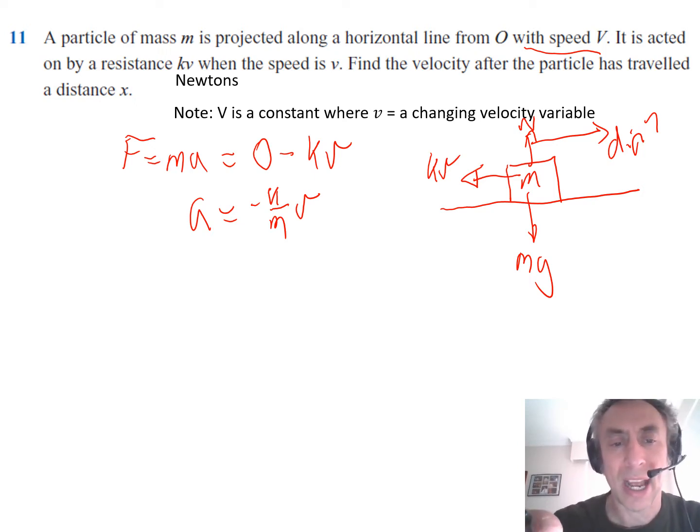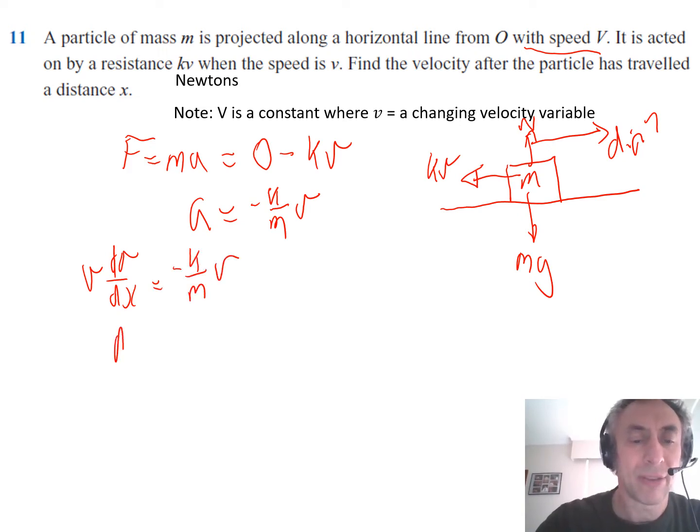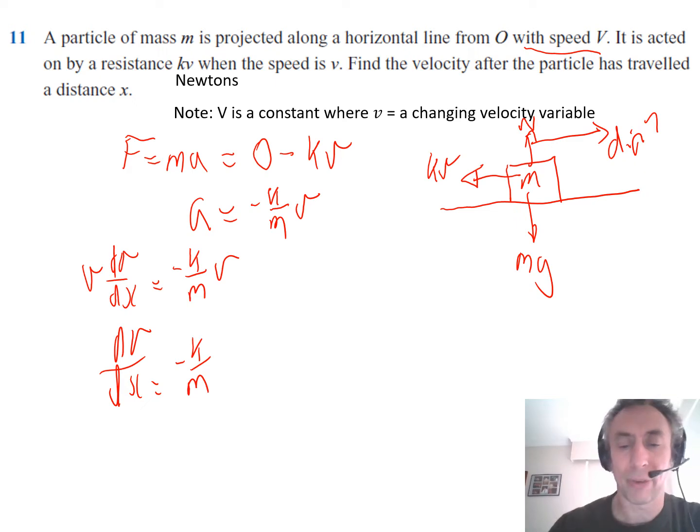So it's not a is dv dt. What's the next logical choice? That's right, a is equal to v dv dx. And of course that's minus k on m v. dv dx is therefore equal to simply that constant. All right, from there you should be right.